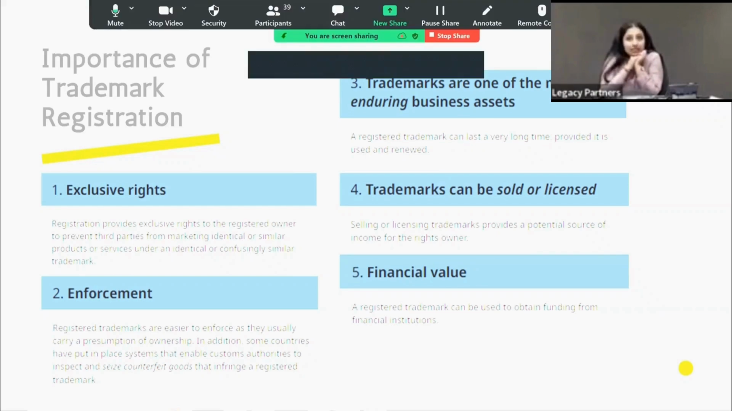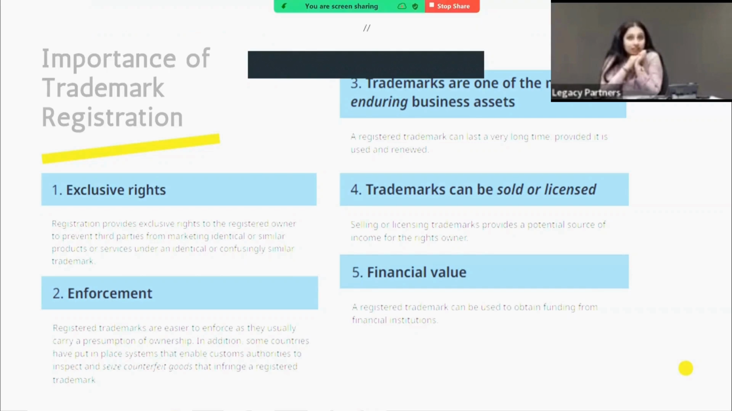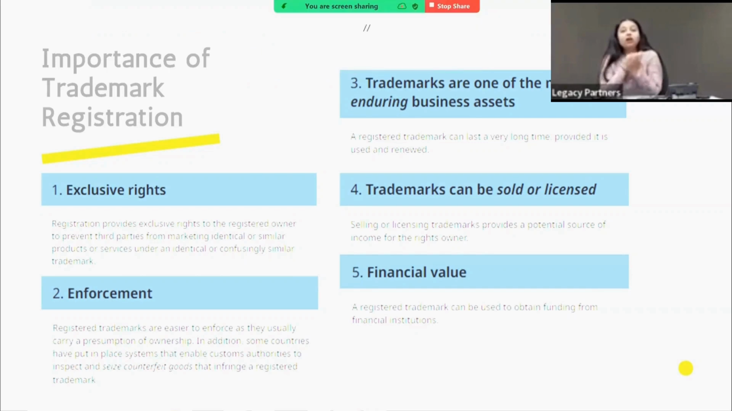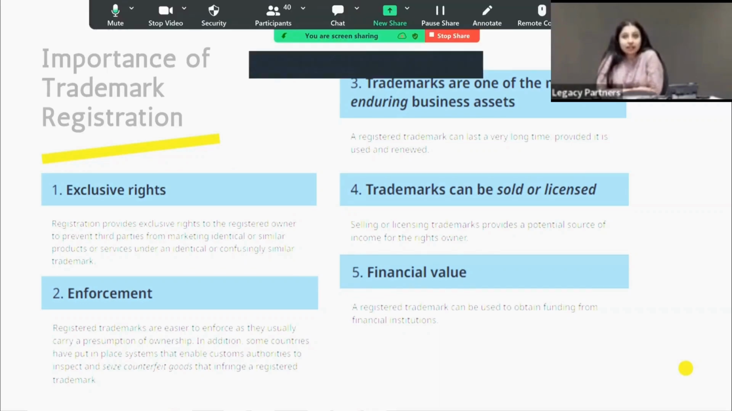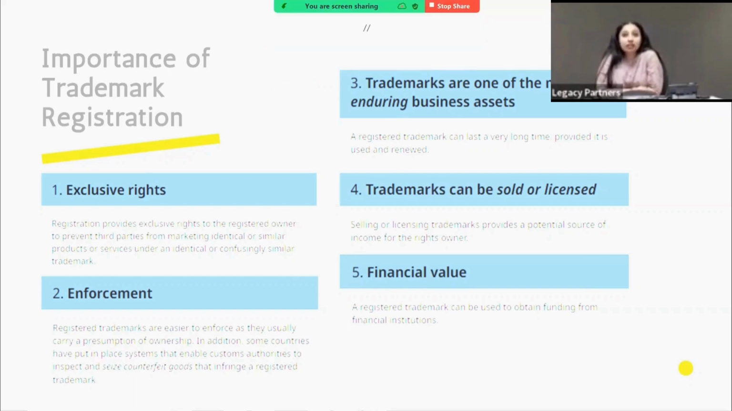So, as a trademark lasts for a long time, it is always advisable to get your trademark registered. Also, as I have said earlier, we can license or sell a trademark, and we can have income generated from these licensing. So this is another aspect of trademark registration, and adding to financial value is an advantage again with trademark registration.